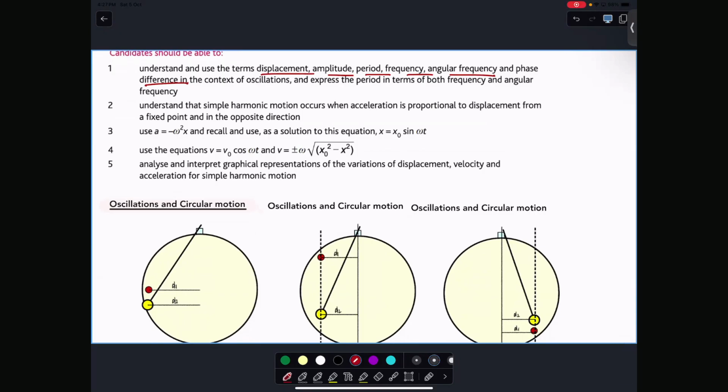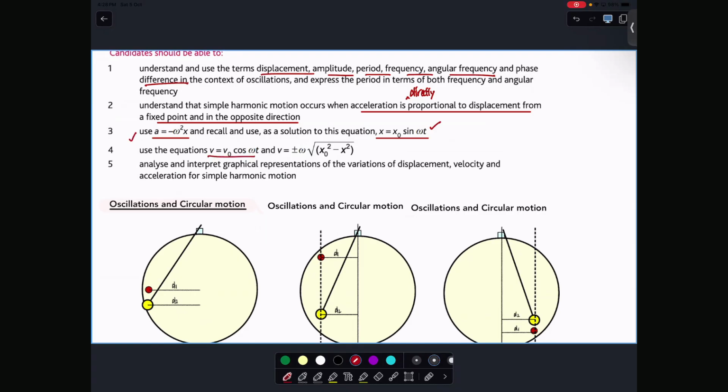Understand that simple harmonic motion occurs when acceleration is proportional to displacement from a fixed point and in the opposite direction. I would recommend saying acceleration is directly proportional, because there's no coefficient or other function. It's straightforward, directly proportional, passing through the origin. Use the equation a equals minus omega squared x and use the solution to this equation. If you keep solving this equation, eventually you get to that. That's what they're looking for.